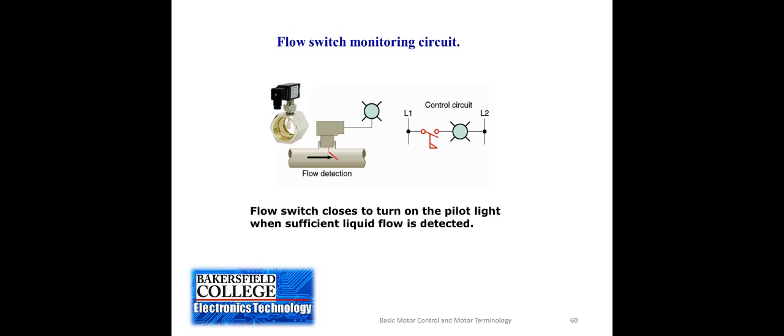Here's a simple example of a flow switch circuit. It just connects a flow switch to a pilot light. But we can take that flow switch and use it as a pilot device to control a motor starter or some other type of motor control circuit. Even though this is simple, if you were to, in your mind, substitute the pilot light for a starter or some other control circuit, you can see where that would be placed.